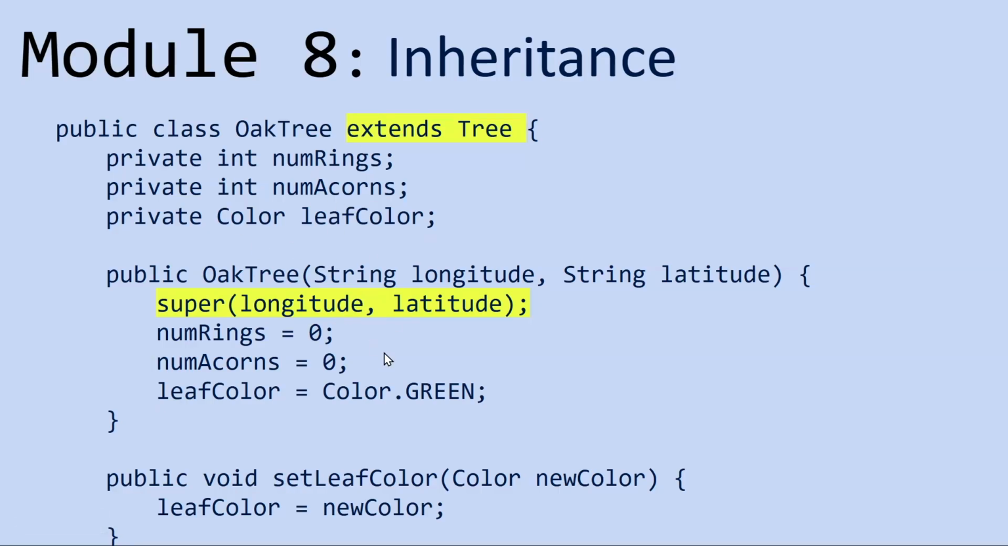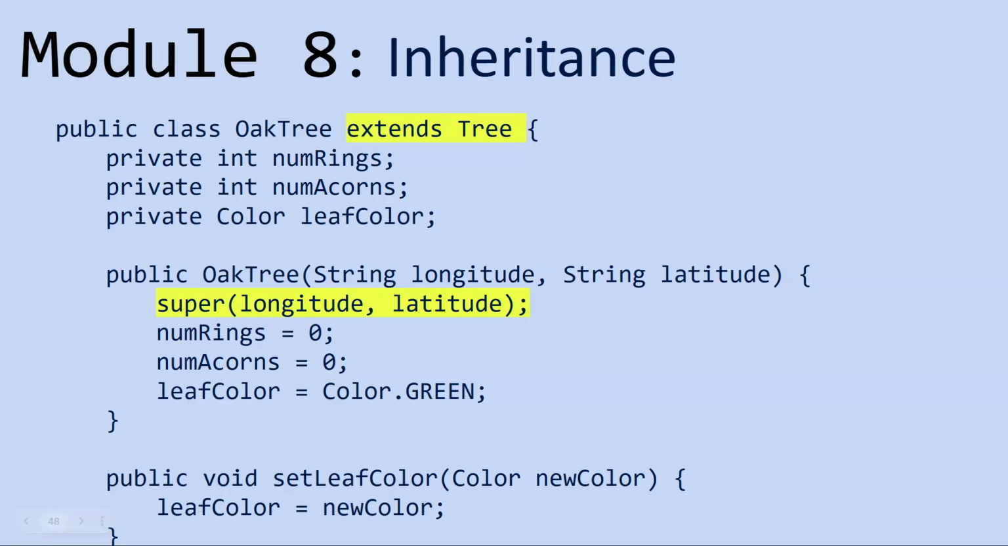So calling the super constructor sets up the oak tree as a tree, so it can be recognized as a tree. And then all we have to do in this constructor is just set the instance variables that are specific to an oak tree. So number of rings. We're assuming this tree was just planted, so it doesn't have any rings yet. Similarly, it just got planted. This tree doesn't have any acorns.